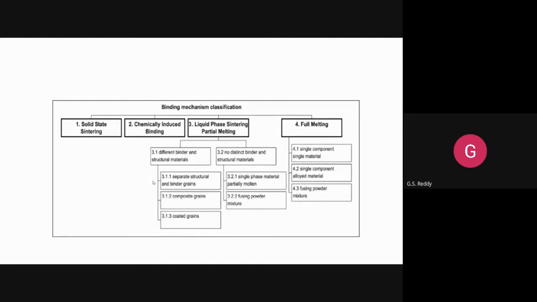The building mechanism classification: solid state sintering, chemically induced binding, liquid phase sintering, partial melting, full melting. So some of the concepts we have already well established in powder metallurgy will be applied here also.